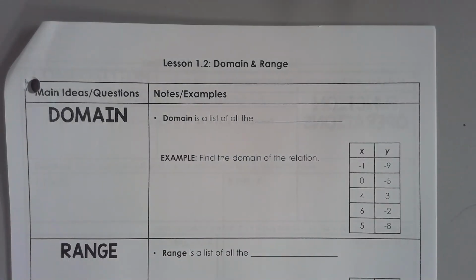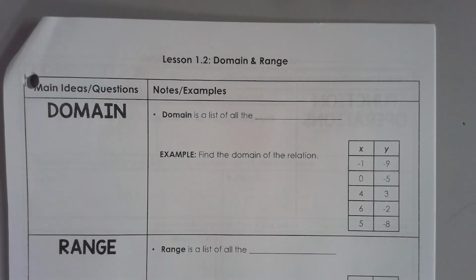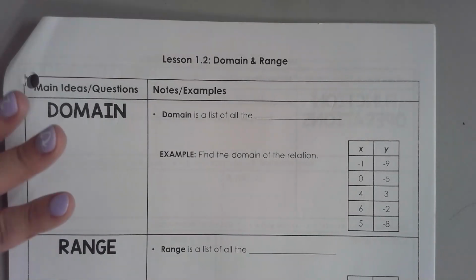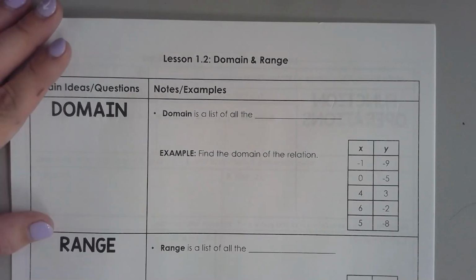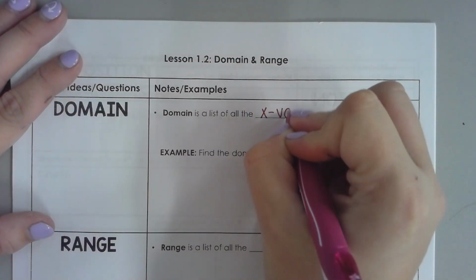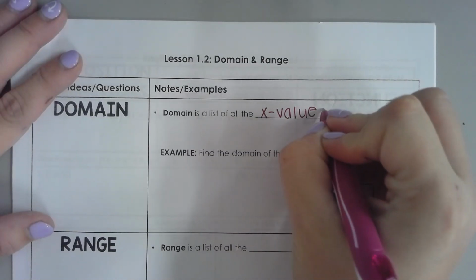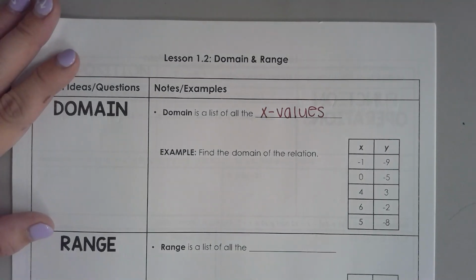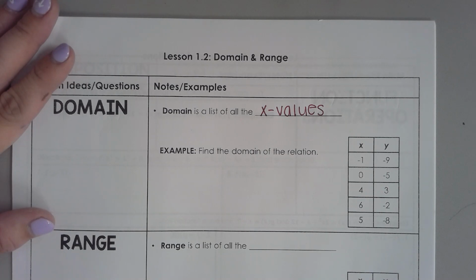9.2 is on what's called domain and range. You may have heard the word range before when you were learning about mean, median, and mode, like in elementary school. This is not the same kind of range. So, domain. That is a list of all the x values. We're just going to list them out.